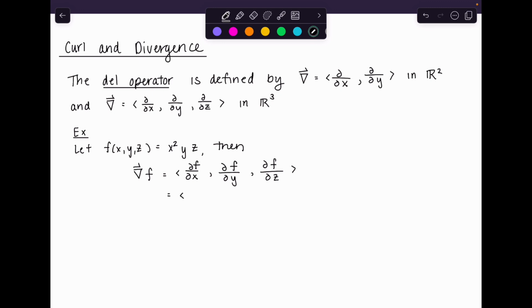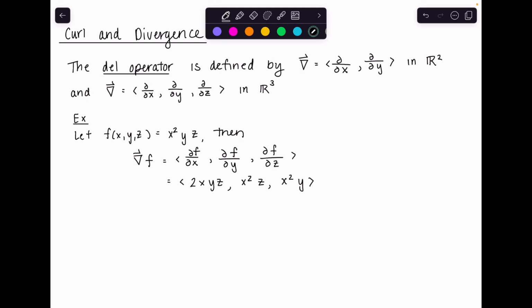So in that first component, the partial with respect to x would be 2x, and the y and z stay attached. The partial with respect to y just deals with this, so that derivative is 1. So you're left with x squared z. And then likewise, if I take the partial with respect to z, that's 1. So you're left with x squared y. Okay? So having this act on a function, this results in the gradient of f. So that's what we've done so far with the del operator.